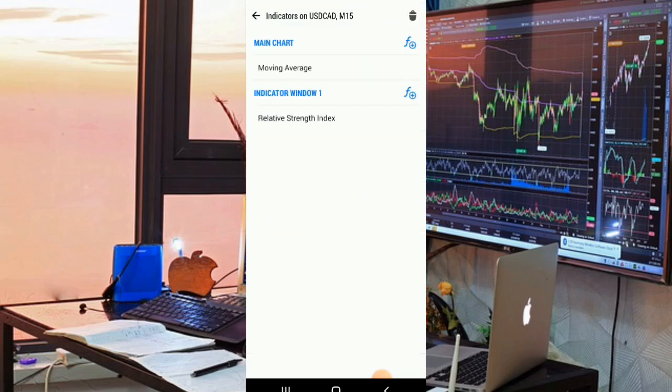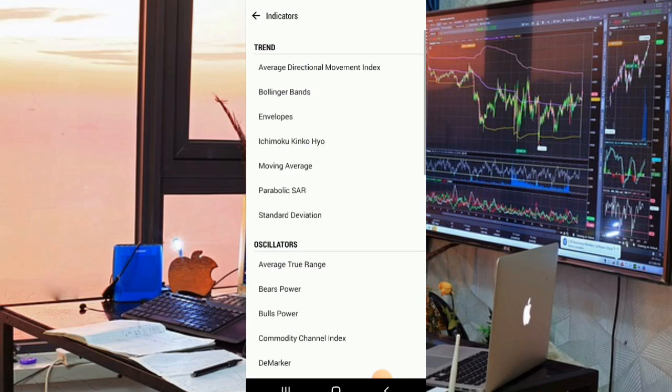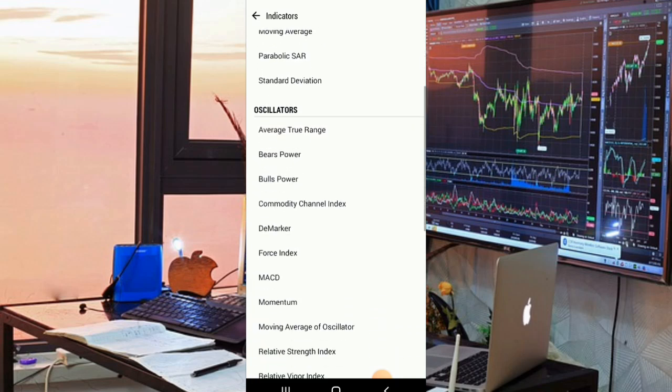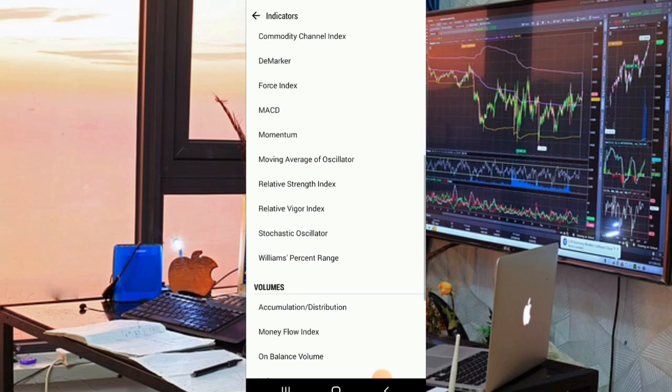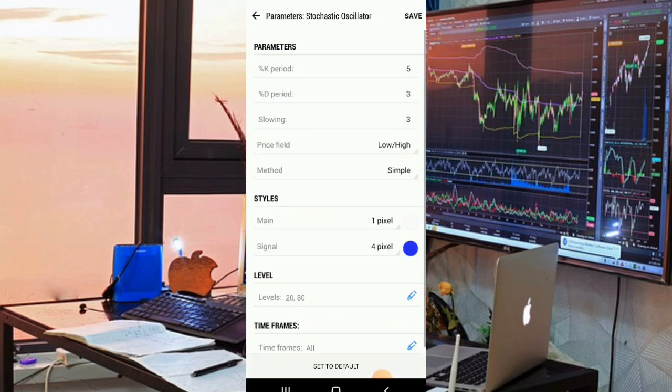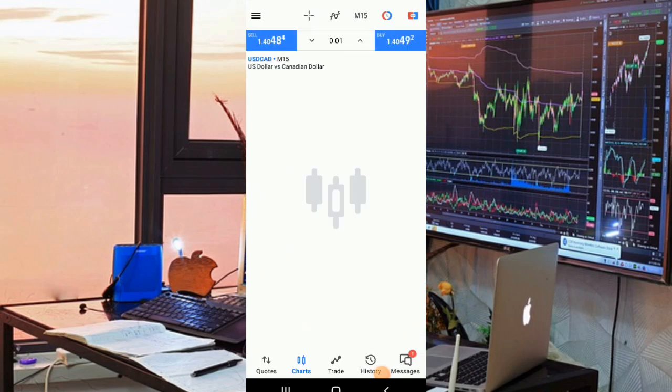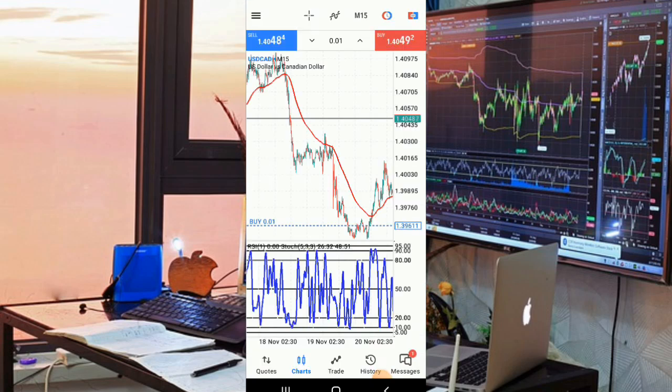Then what we're going to do is come to indicator window 1, and add the stochastic oscillator, because we want to put it there, and it's just down there. For this one, just set to default. So click set to default down there, and then we are good to go. For those who are not seeing, it's just down there. So just click that one and click save. And now we have our three indicators this side.